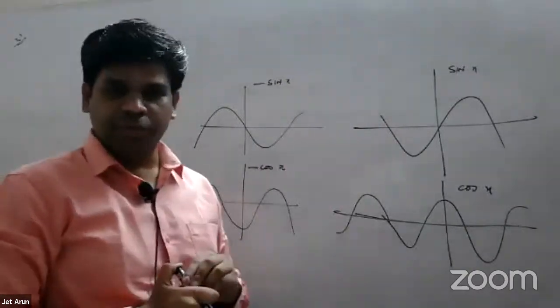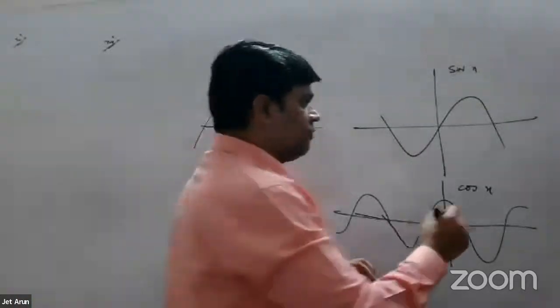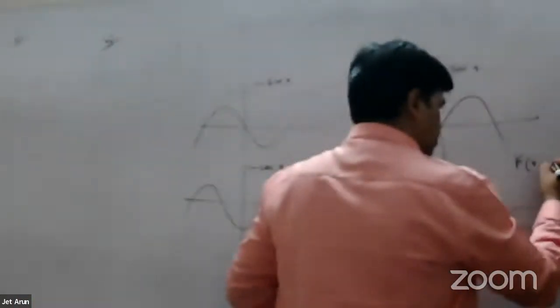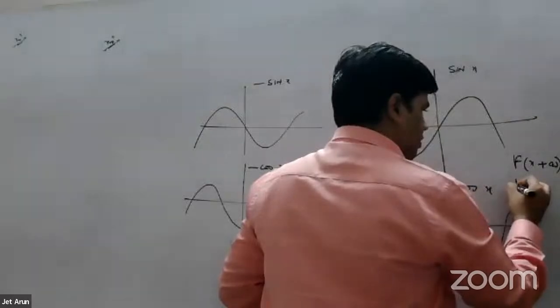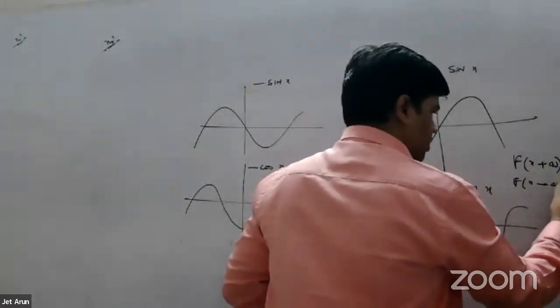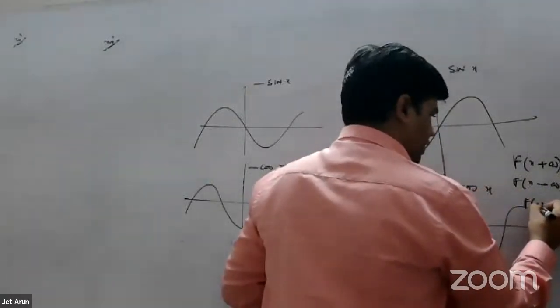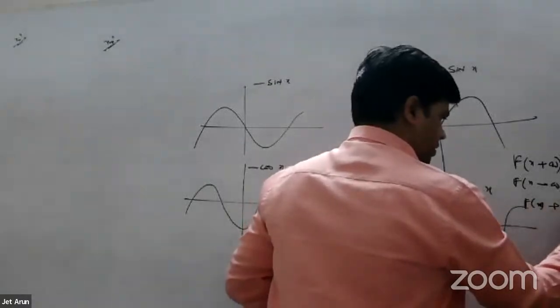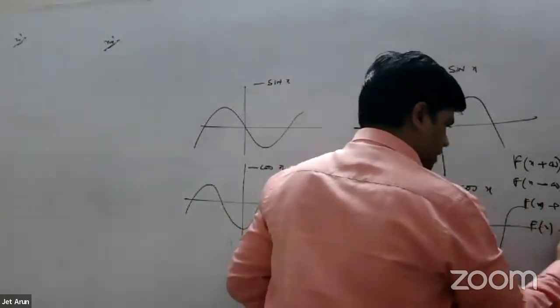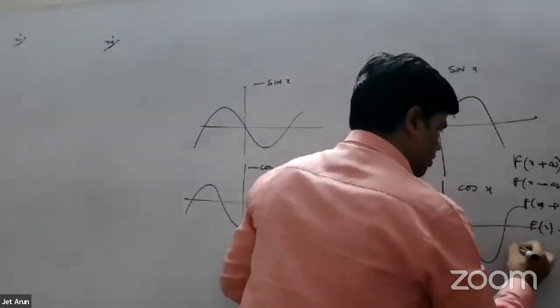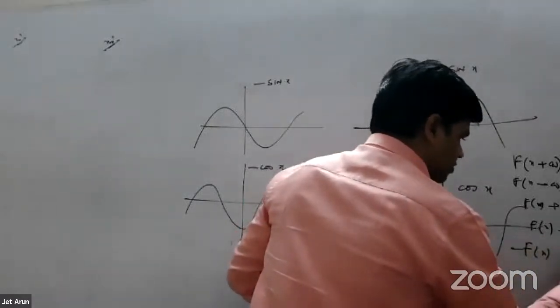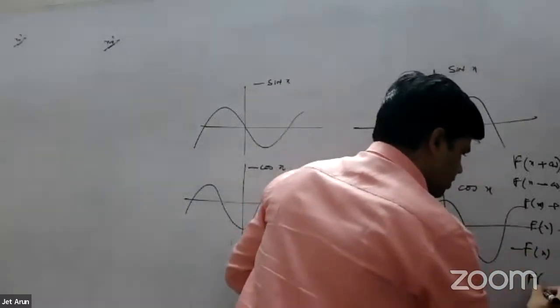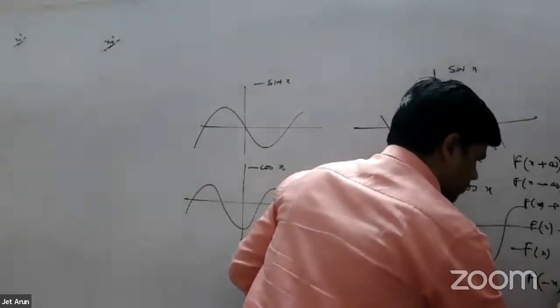Sine of x plus pi by 2. I'll write down what happens: f of x plus a, I move it towards left. F of x minus a, I move it towards right. F of x plus a, upward. F of x minus a, downward. Minus f of x, reflection about the x-axis. F of minus x, about the y-axis.